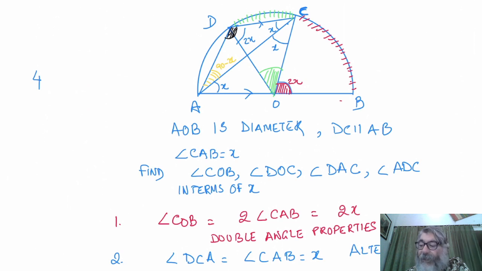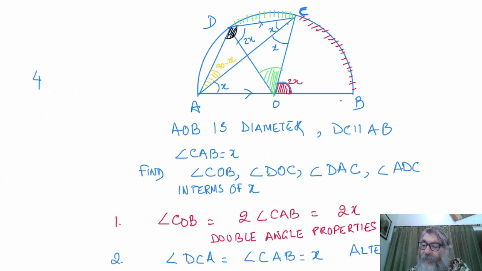Yellow angle will be calculated by dividing 180 minus 4x by 2, because the green arc shown in the figure subtends angle DOC at the center, and the same arc subtends angle DAC at the circumference. The relation between the angle at the center and the angle at the circumference is double. Angle at the center is double, so angle at the circumference will be half. 180 minus 4x divided by 2 will give me 90 minus 2x. I got this yellow angle as 90 minus 2x.